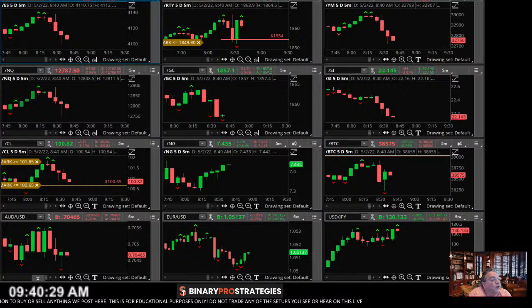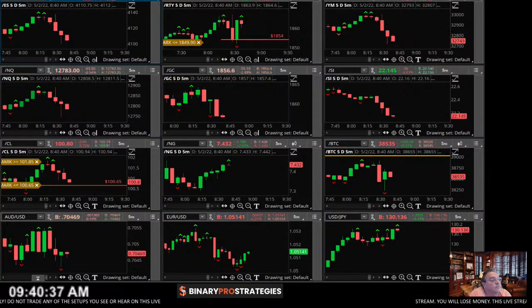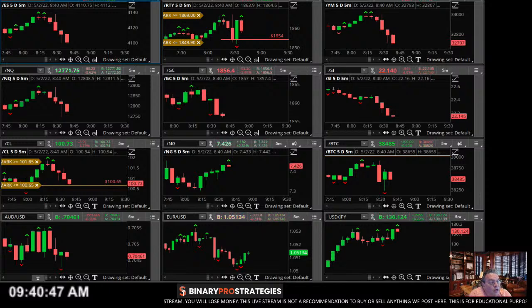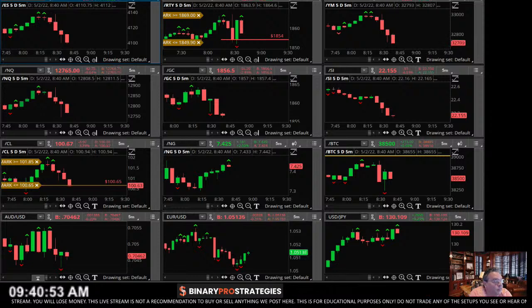Okay, that target on RTY is going to bring you up to 1869. I do like to short better here than a buy, but I will give you that reversal. Reversal is going to be 1854. Reverse sell, 1854.